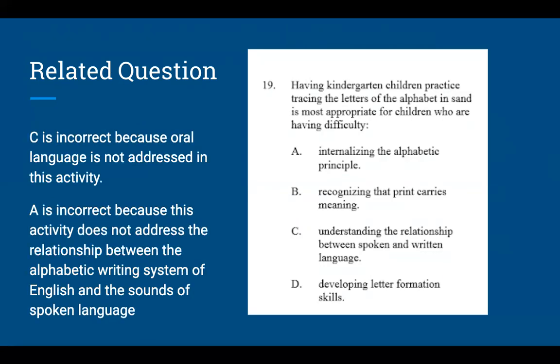So C, let's look at C. Understanding the relationship between spoken and written language. In the question, it doesn't really mention anything about spoken language, so there are no auditory parts. It's not addressing the activity, so right away we can get rid of that one. And A would be incorrect because it doesn't address the relationship between the alphabetic writing system of English and the sounds of spoken language. It's not relating the sounds and the letters.